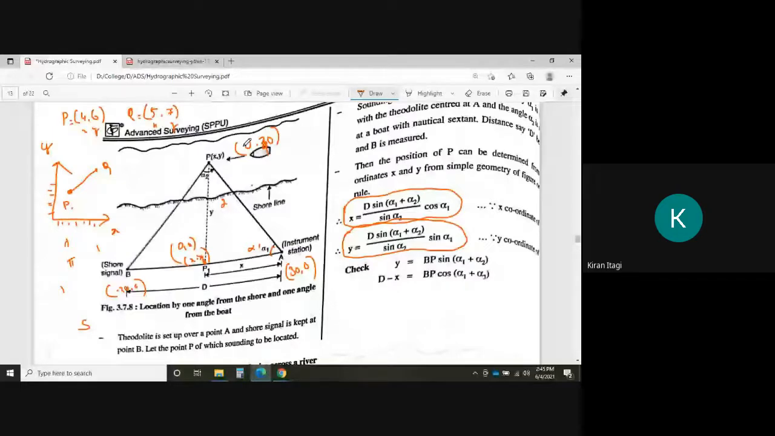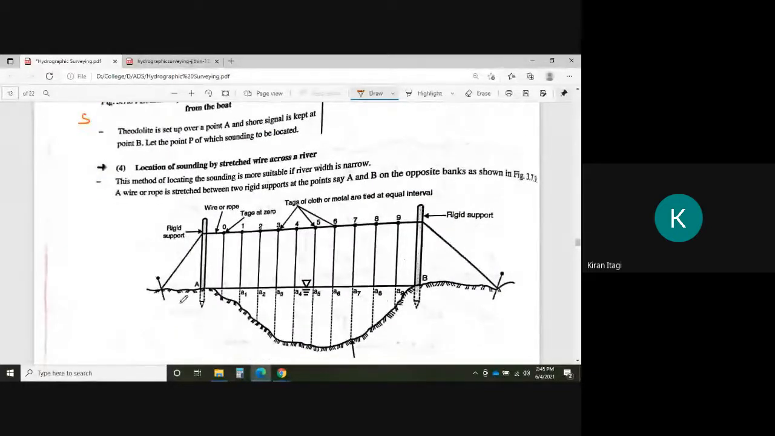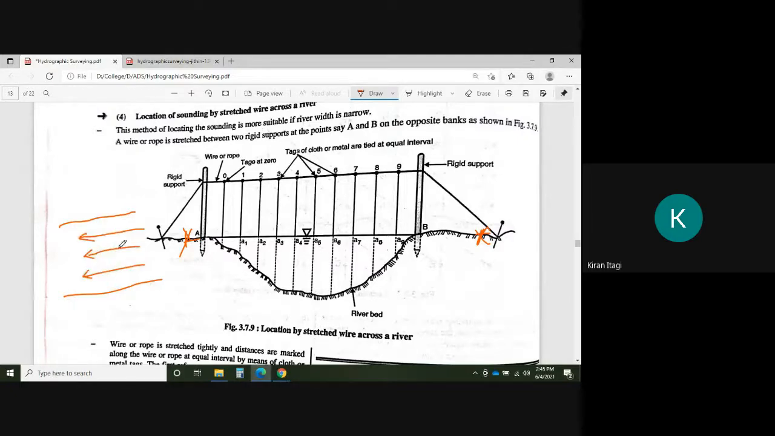Simple mathematics. Next, locating of soundings by stretching a wire across the river. As the name indicates, here we have two banks. See, in the previous step we went like this. But now here this is your river, this is your shoreline, and the water is flowing in this direction. Now we are taking soundings like this.